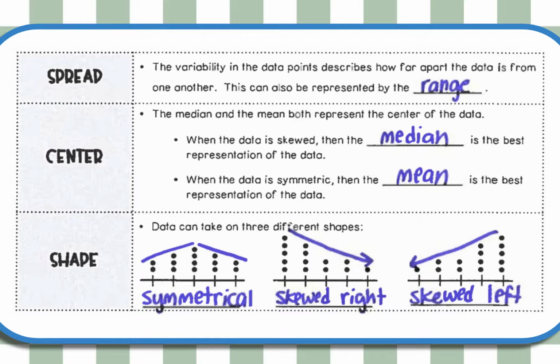And when you're looking at data sets, they're not always going to be perfectly symmetrical or perfectly skewed right or skewed left. Sometimes they'll be a little bit off. So when you look at a data set, you just want to decide, is it generally symmetrical or generally skewed one way? It doesn't have to be perfect because data is unpredictable. It's not usually going to be perfect.